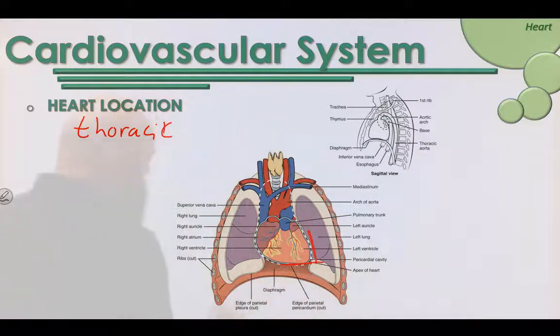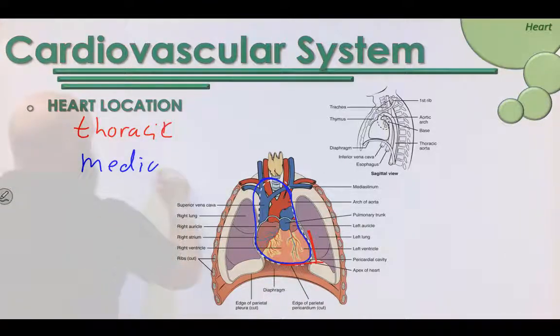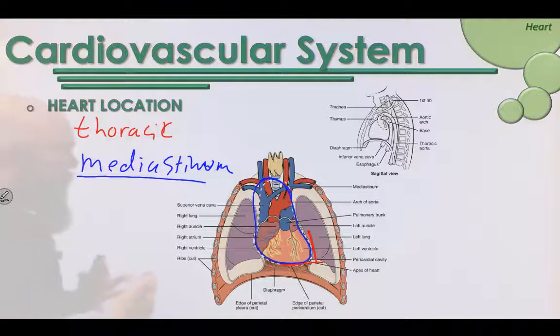More specific than thoracic cavity is a region within the thoracic cavity called the mediastinum. And this is kind of a carve-out between the lungs, where the heart is. In addition, the trachea of the respiratory system and the esophagus pass through the mediastinum. But the most specific answer is the mediastinum. That's where we find the heart.